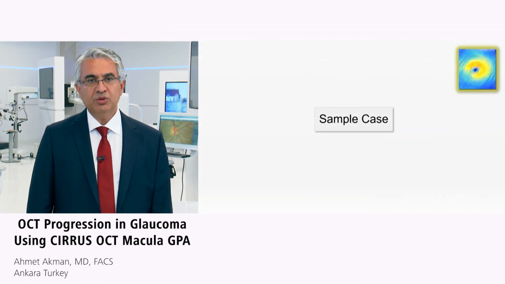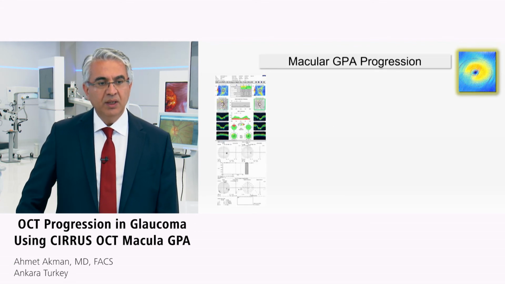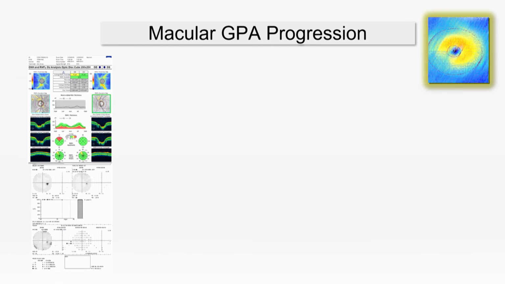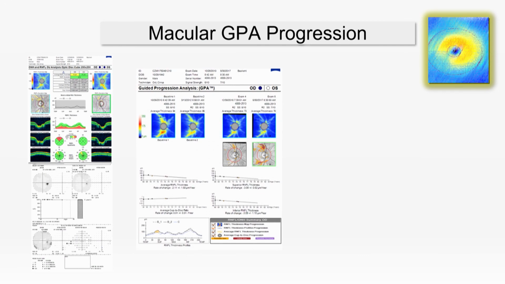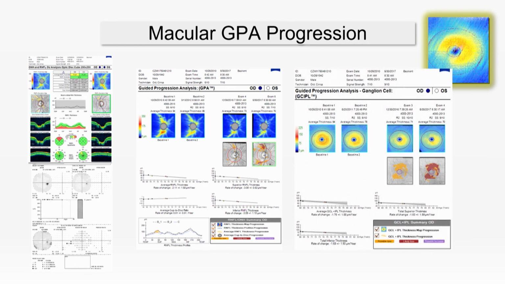I want to show you a sample case for macular GPA progression. This patient has no progression with visual field GPA. When you look at the peripapillary GPA for 7 years, we see few changes. But when we look at the macular change, the GPA report shows us much more significant change at the GCL IPL level.